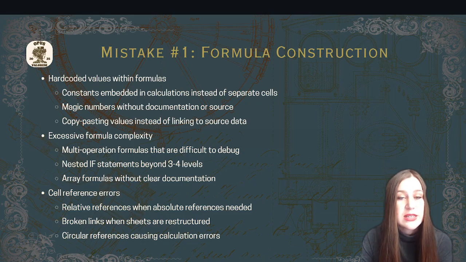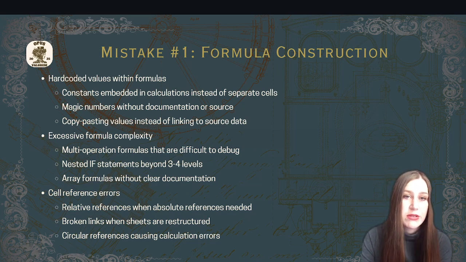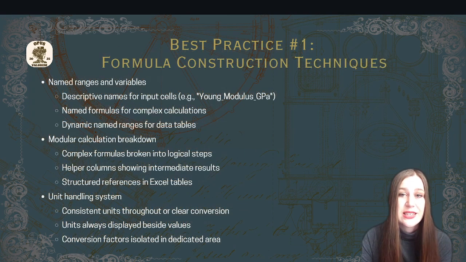And there may be errors in cell referencing. There may be a need for an absolute reference and you use relative references. There may be some broken links when sheets get restructured or circular references that result in calculation errors. To save yourself from these mistakes, make use of formula construction techniques.